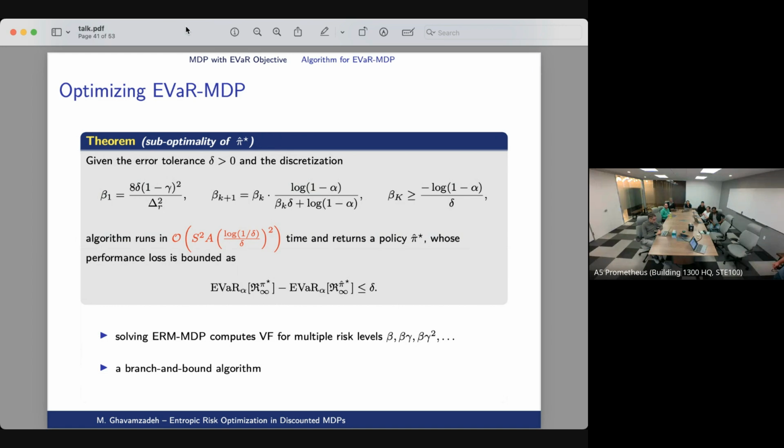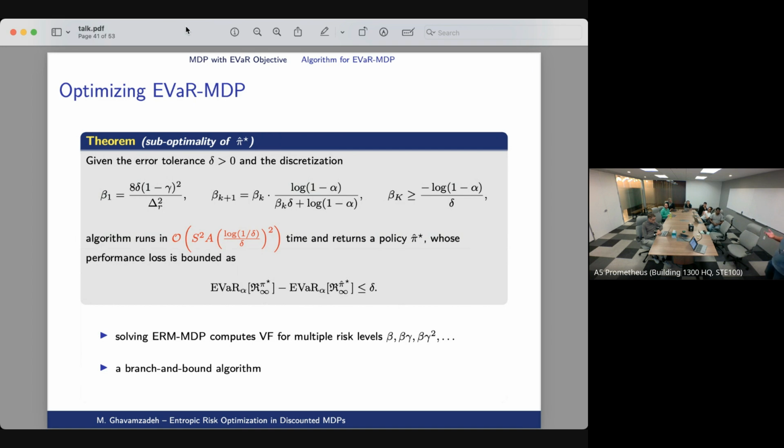So we have done a few improvements here. One thing that helps us with computation is that when you solve each ERM MDP, you are doing ERM at risk parameter beta. But when you're solving ERM at risk level beta, you also solve beta gamma squared, beta gamma cubed, and so on and so forth. So you calculate the value of ERM for multiple betas. So if you are a little bit careful, you can keep those results and reduce the amount of your computation, because you get the value function at all those levels. And then we also have a branch and bound algorithm for this, which we haven't published, and that also helps a lot in improving the complexity.